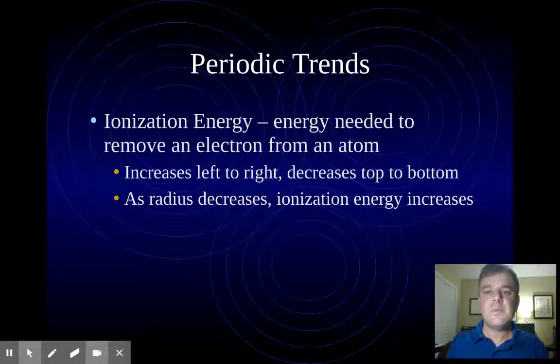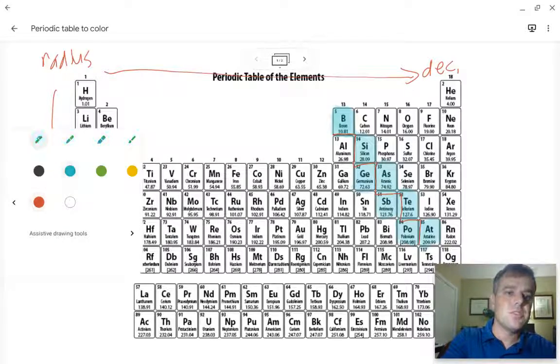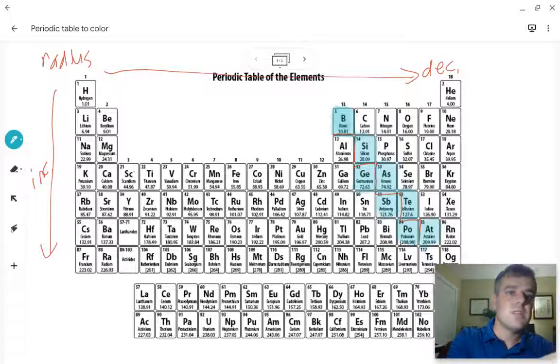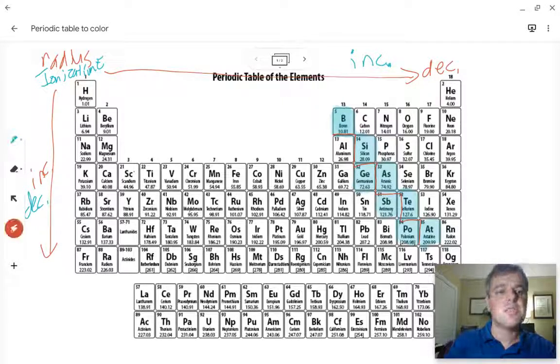So the element with the greatest ionization energy, if we look at ionization energy instead of radius, it increases as we go from left to right, and it decreases as we go from top to bottom. So the element with the lowest ionization energy is the one with the largest radius, that's francium. And the element with the highest ionization energy is the one with the smallest radius, that's helium up there.